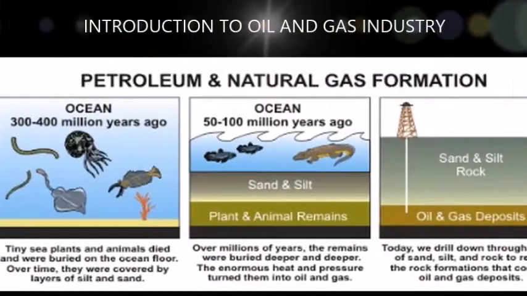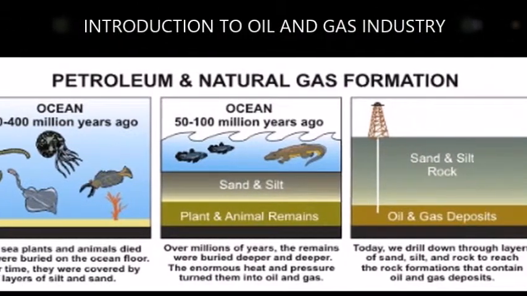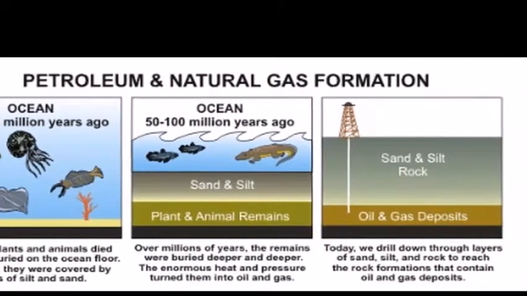Oil is formed from the remains of animals and plants from millions of years ago. The many layers of mud that covered the oil turned it into crude oil. This crude oil is then sent to oil refineries to be processed into various hydrocarbons such as kerosene and gasoline.